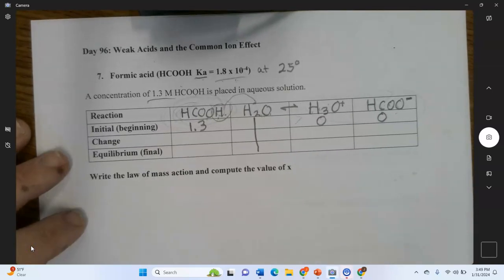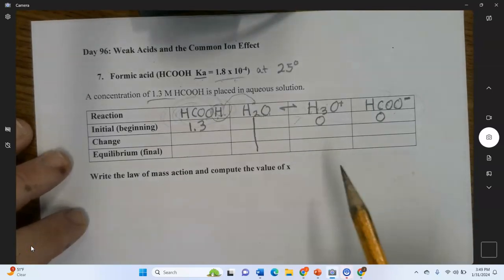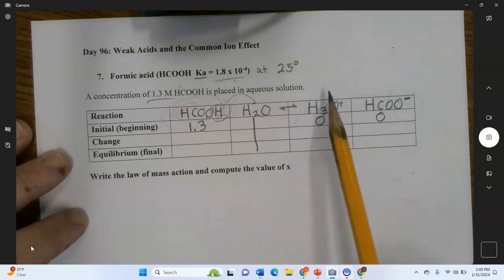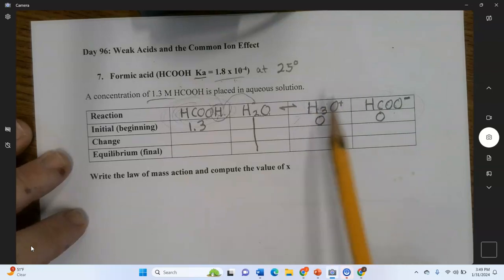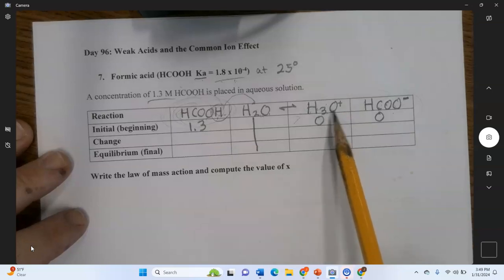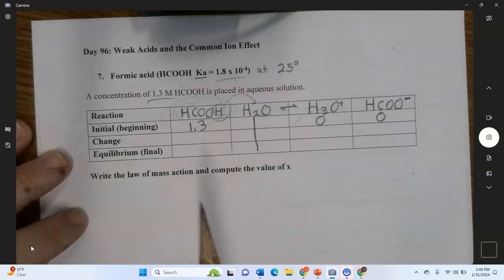Okay, so we're going to fill out the Rice table, and what we're trying to find out generally in acid problems like this is what is our concentration of H3O, hydronium ions, because that's going to tell us how acidic the solution is. The more hydronium ions, the more acidic the solution is.